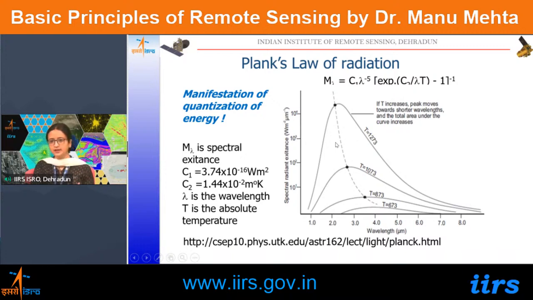It's like when you heat up an iron rod. An iron rod is not a perfect black body, but still, just as an example, if you heat up an iron rod, first it becomes red. Further you heat up, it becomes yellowish. Further you heat up, it becomes bluish white. So as the temperature increases, the excitance increases, and the wavelength at which maximum emission takes place keeps on decreasing. This is known mathematically as Planck's law of radiation.